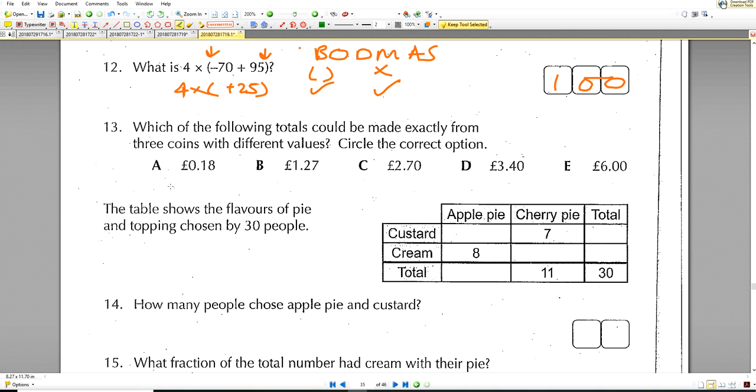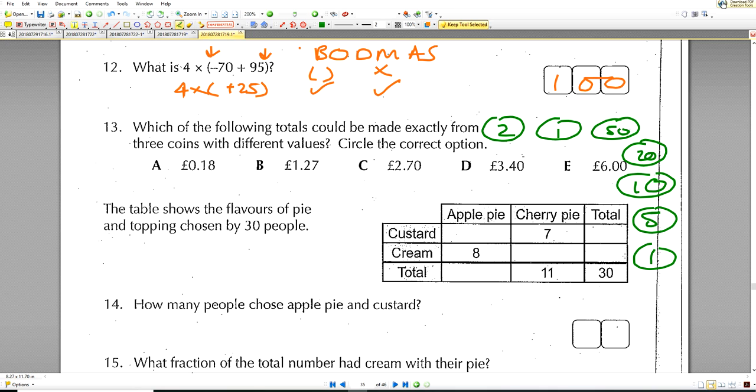Okay. Which of the following totals could be made exactly from 3 coins with different values? Circle the correct option for question number 13. So we've got to make it with 3 coins only. We have coins like the £2 coin, a £1 coin, a 50p coin, a 20p coin, a 10p coin, a 5p coin, and a 1p coin. Now, 18, we can't make with 3 coins, so that'll be 10 and 5. No, that won't be made from 3 coins, no.